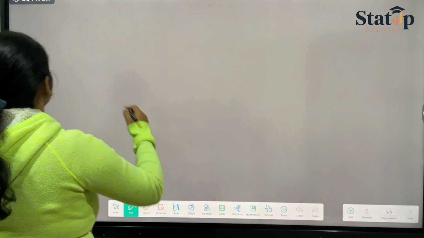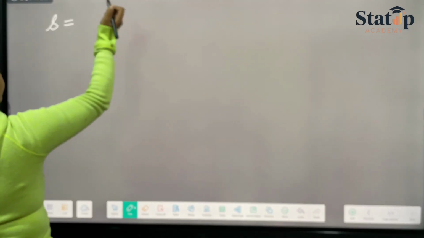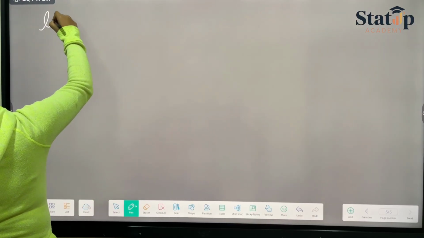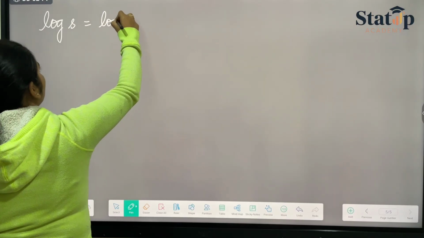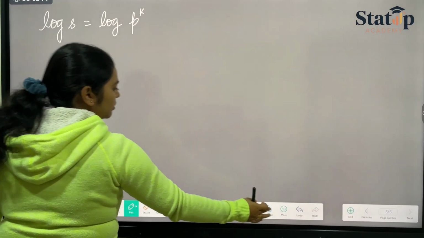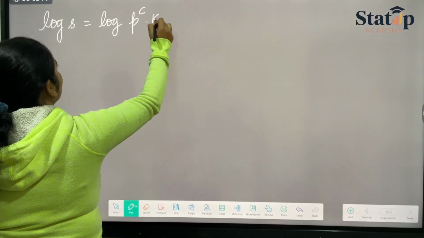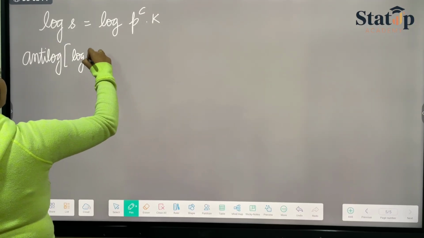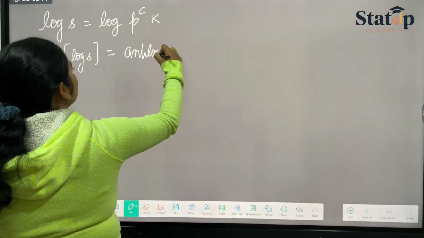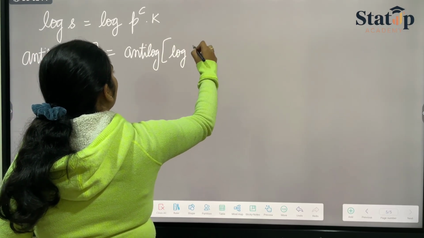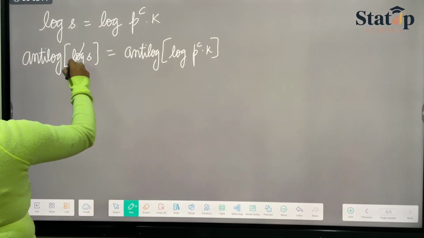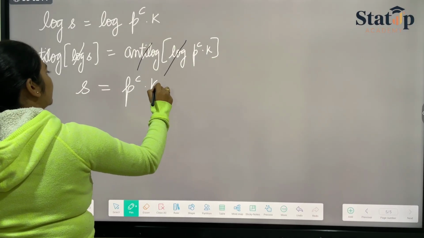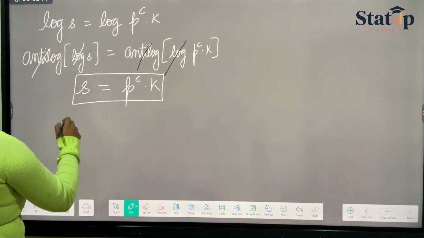This further can be written as, if I take log on one side and take anti-log, if I take anti-log on both sides, this is the equation. Log S equals log of P raised to the power C into K. If I take anti-log on both sides, anti-log of log S equals anti-log of log of P raised to the power C into K. So the anti-log cancels the log, and we are left with S equals P raised to the power C into K. Now this is an equation of a parabola.